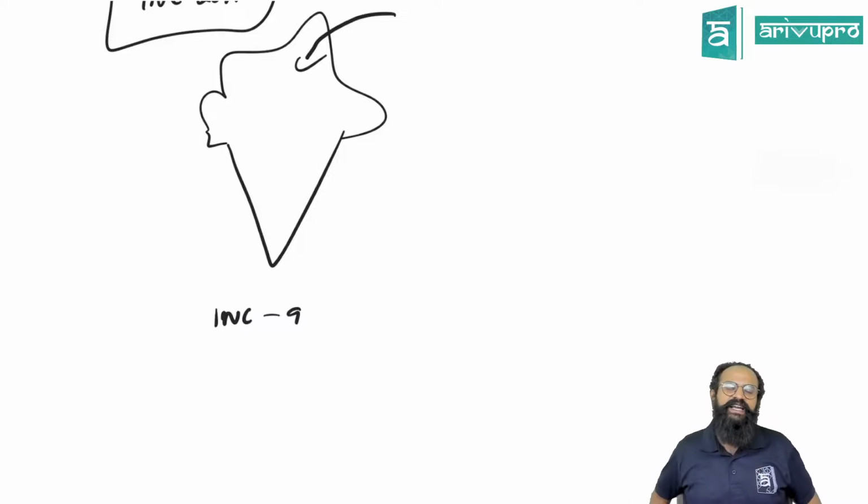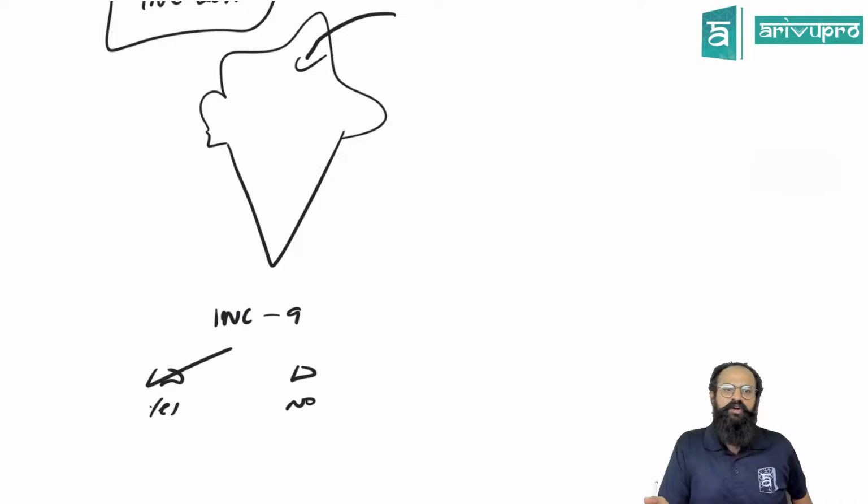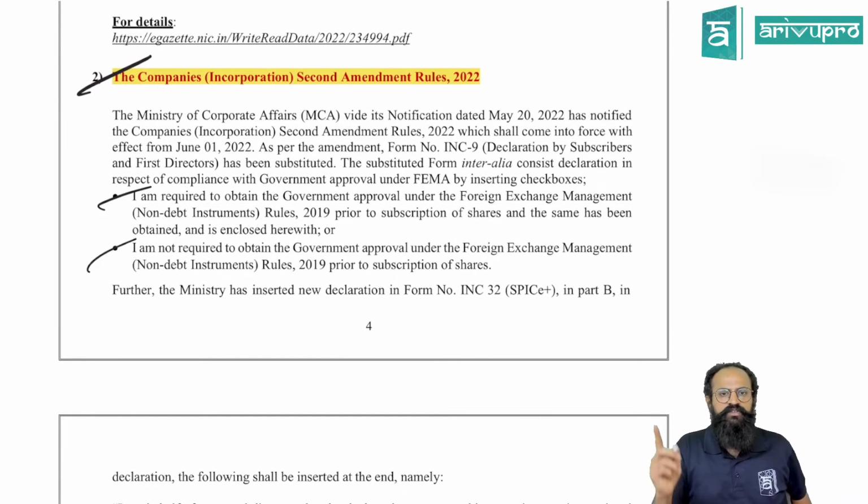Now in INC 9, the declaration given by subscribers and the directors, they have introduced one yes or no tick box. Are you coming under a route which requires prior approval of central government? You will have yes and no. If you say yes, that means you need to give the order copy of central government as well. If you give no, you need not give any attachments. You can straight away go for incorporation. That is the amendment here. Yes or no. Is that clear?